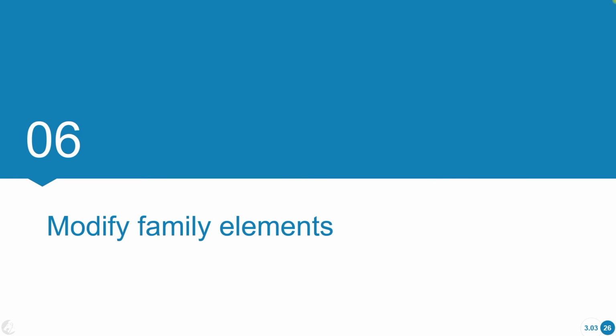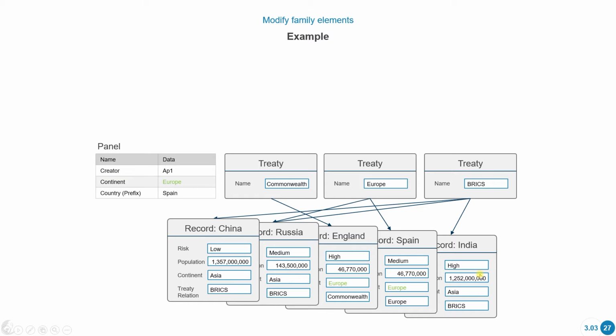Modify family elements. This is a very interesting system task function because it's going to allow me to massively modify a lot of different elements of a family. So let's imagine I have a very large data table and I want to execute a script, or I want to copy paste a value in lots of different records.